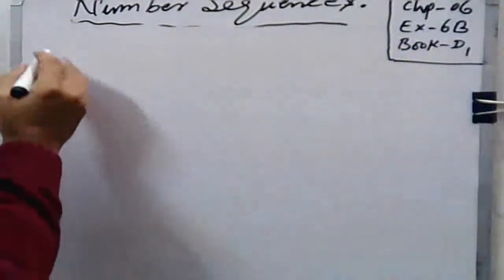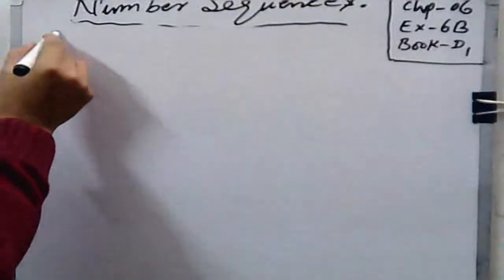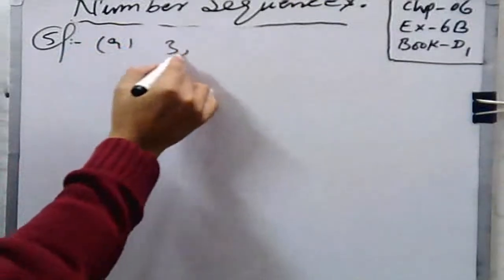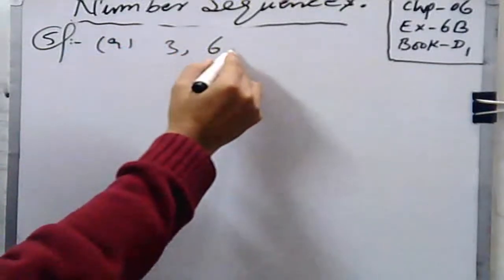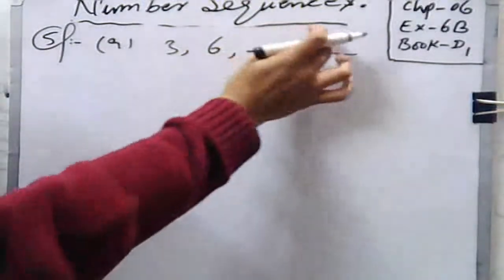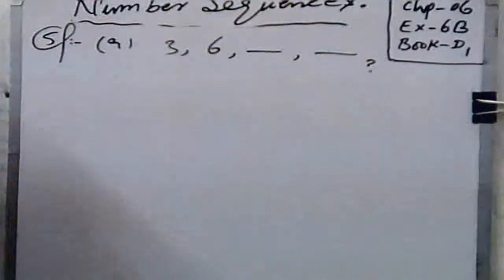That is question number 5, part A. We have to find the next number in the sequence. That is, how can I fill in these two unknown numbers of the sequence?